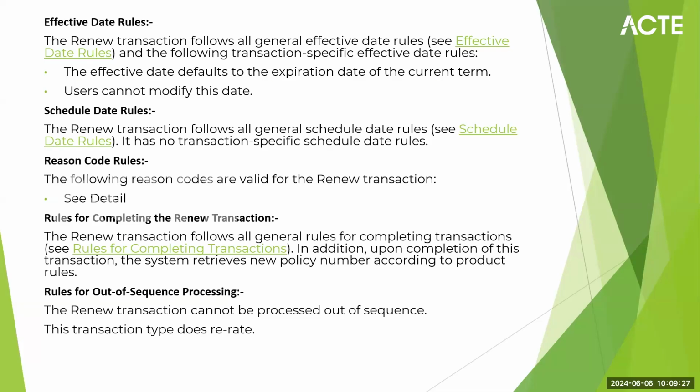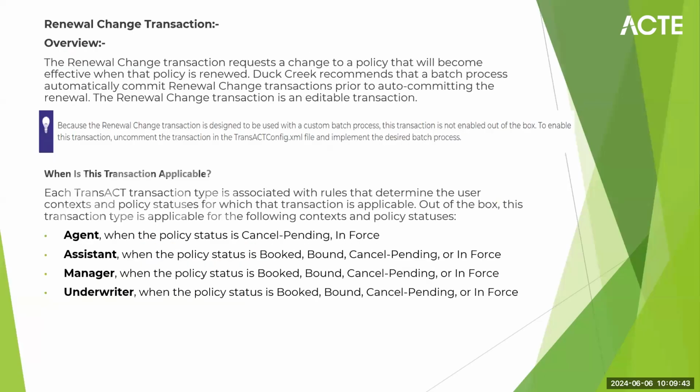And a new policy number will be updated. Okay. Rule for out of sequence transaction: the renewal transaction cannot be processed out of sequence. That means if you're doing an out of sequence transaction out of the box, then the renewal transaction cannot be performed. Renewal chain transaction.